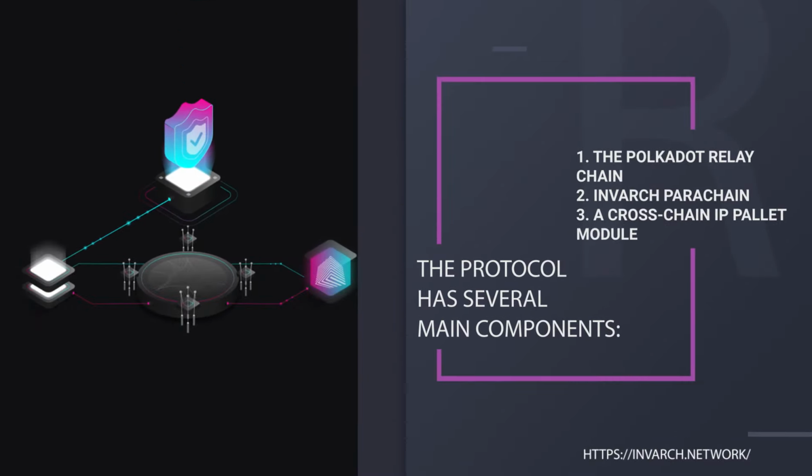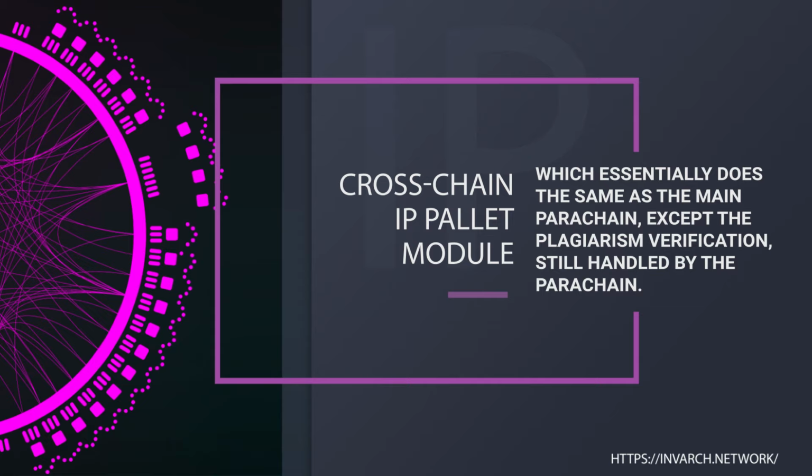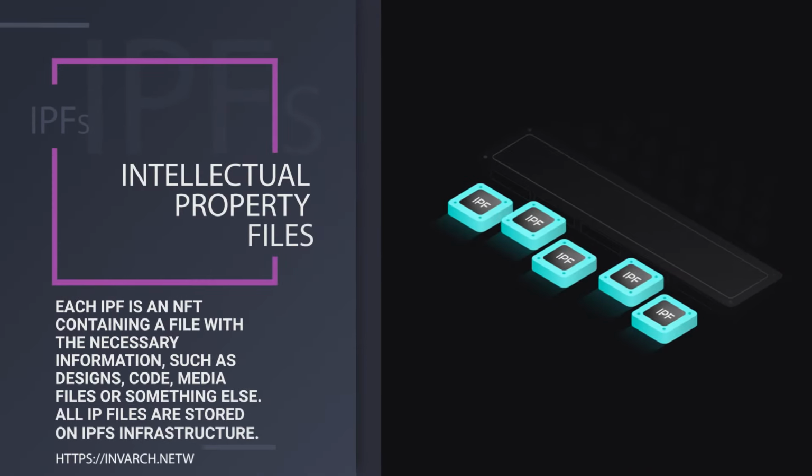Ideas won't get lost because they will be stored on an immutable ledger and they are protected by a plagiarism detection system. The protocol has several main components: the Polkadot relay chain, which secures InvArch; the InvArch parachain, used for minting all new intellectual property files and checking them for plagiarism. It's also used for staking and governance. A cross-chain IP pallet module essentially does the same as the main parachain, except the plagiarism verification is still handled by the parachain.